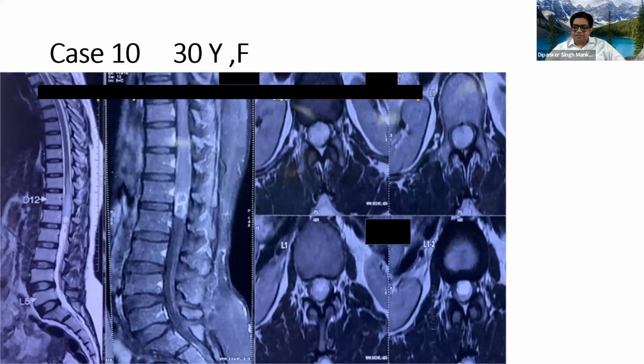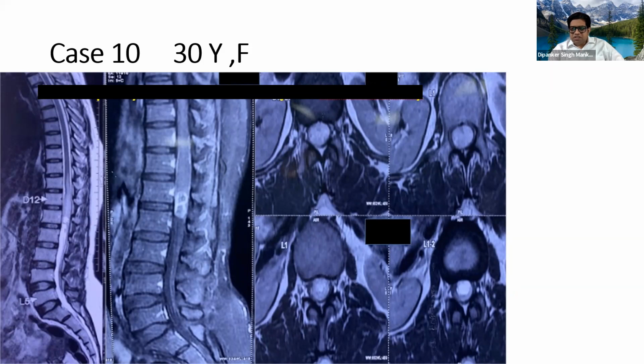This case was performed after that case, I think 6-7 months back. In this case, I was very sure that I was dealing with an ependymoma. This is a conus ependymoma. You can see there is contrast enhancement, and some edema is also there in the conus region, and the contrast enhancement is homogeneous in this case.